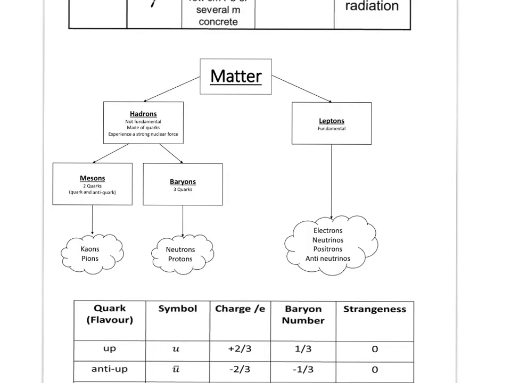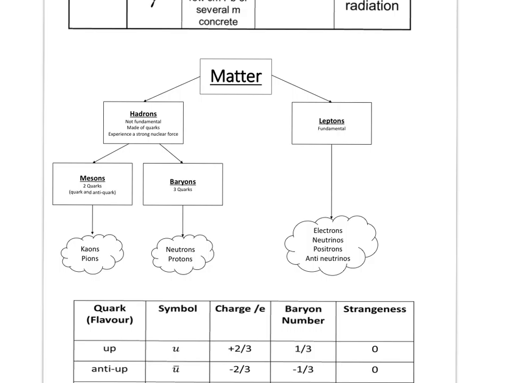Matter is made up of hadrons and leptons. Leptons are fundamental. Examples are electrons, neutrinos, positrons and antineutrinos. Hadrons are not fundamental and are made up of quarks. These experience a strong nuclear force.